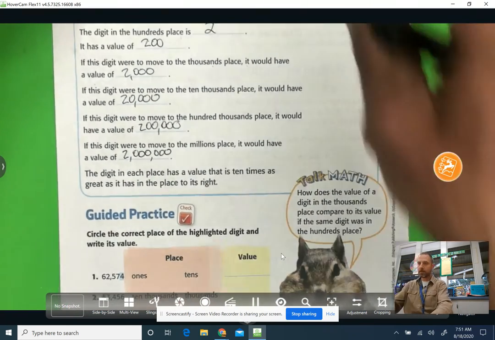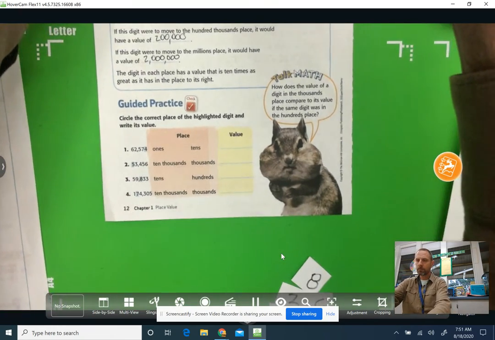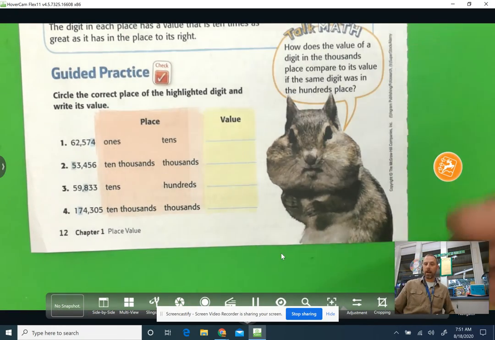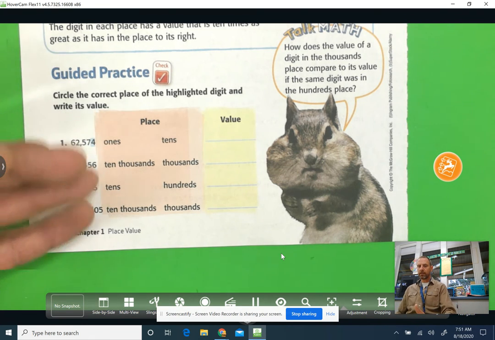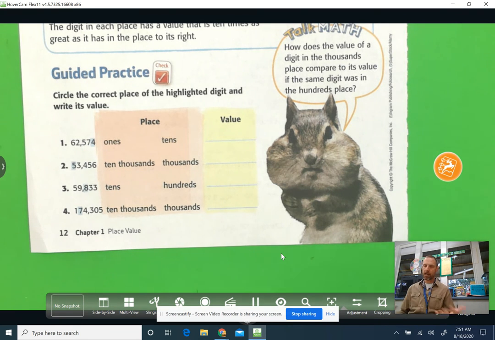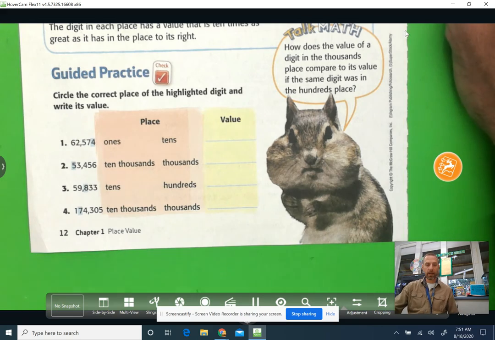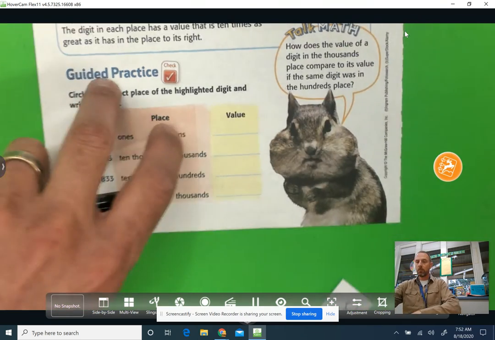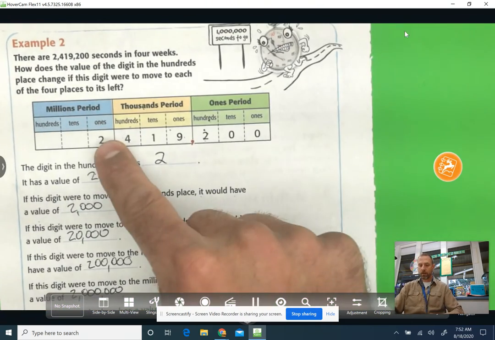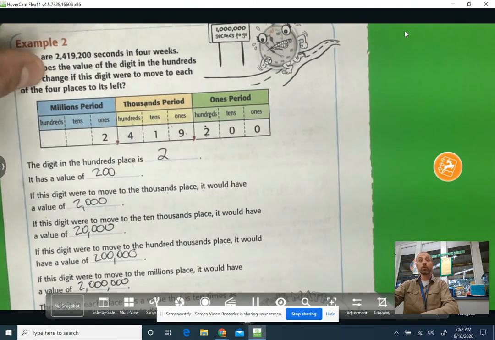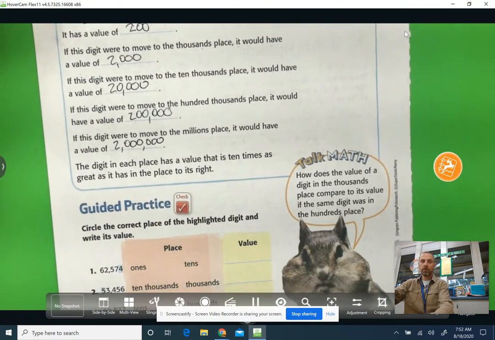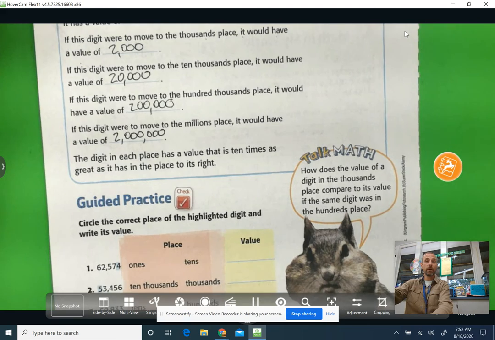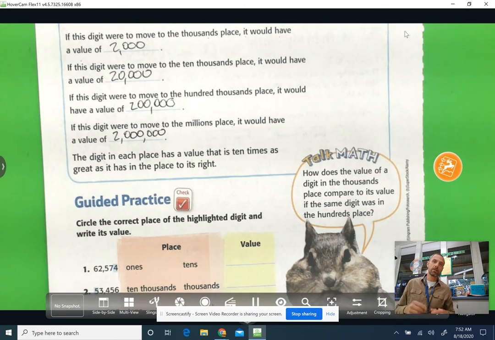Okay. All right, let's take a look at some of this guided practice here. We have some highlighted digits in each one of these problems, and we're being asked to circle what place those digits are in. One of the things that I have here to help out a little bit: you have a place value chart right here that you can use to recreate if you need to. And there's also a place value chart in Google Classroom under Math Book Assignments.